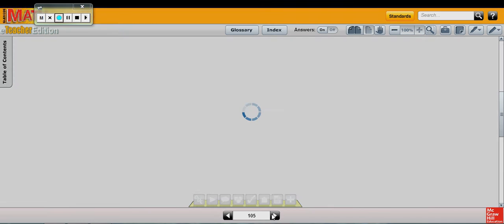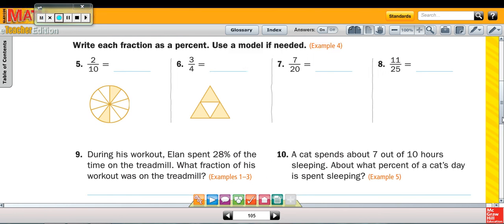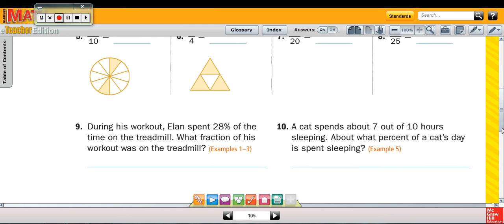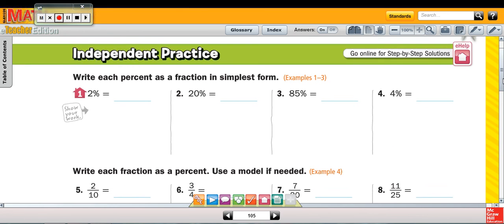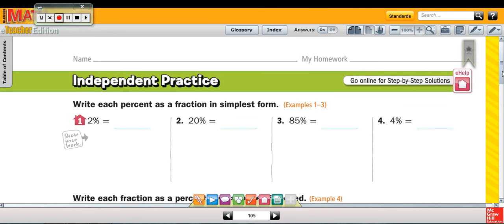For tomorrow, you're going to work on page 105 for your homework. You're doing 1 through 10. If you need to rewind and go back and watch something to help you, you may do that while you're working on your homework. Otherwise, for tomorrow, page 105, 1 through 10, you may close the video and get started on that at this time.